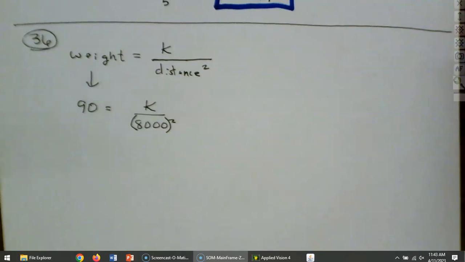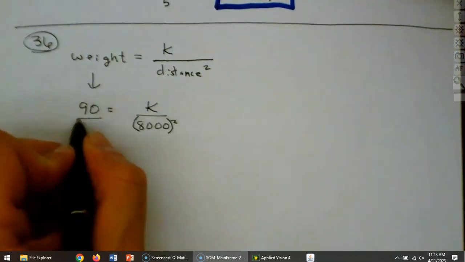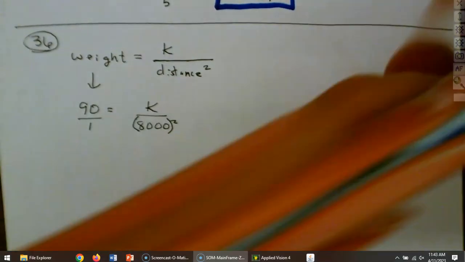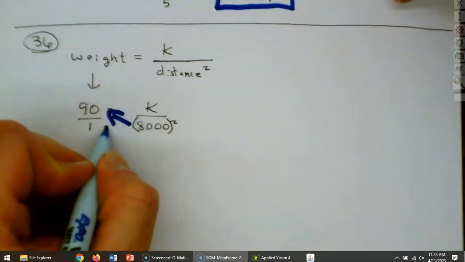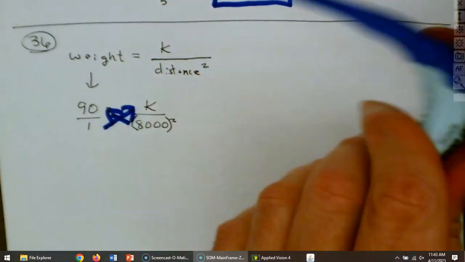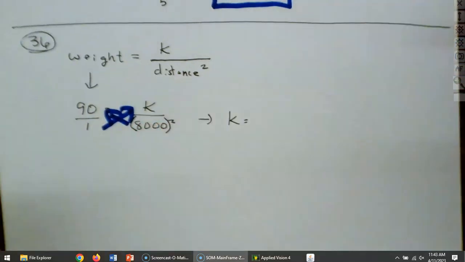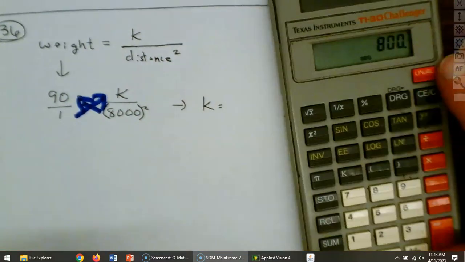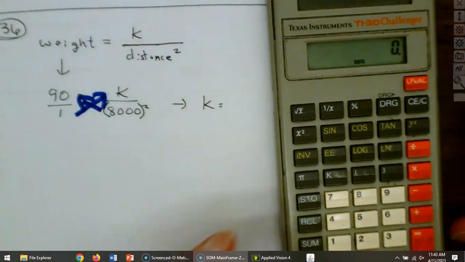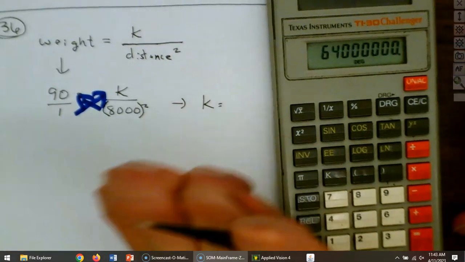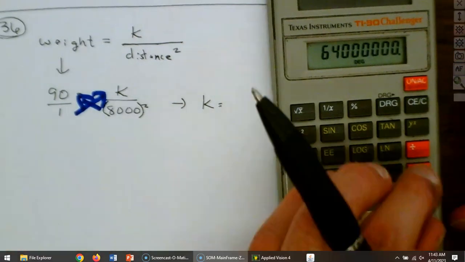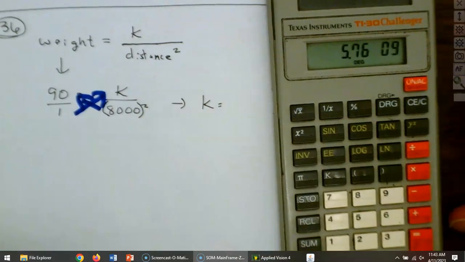8,000, we're going to square it. And then we're going to multiply. So let's go ahead and square that 8,000 and multiply it by the 90 to get our K. So we'll take our 8,000 and we're going to square it, and then we'll times that by our 90 here.